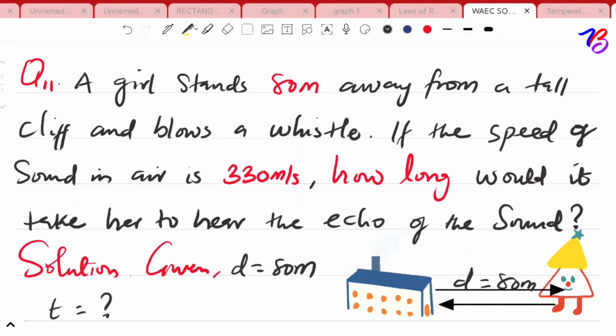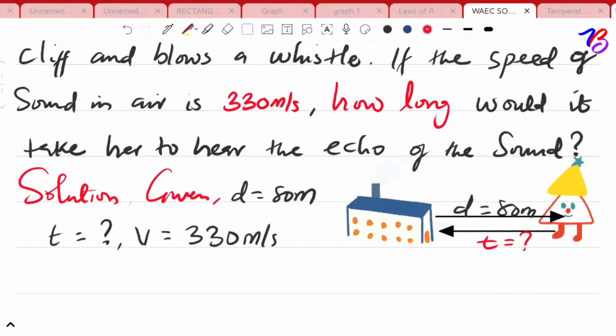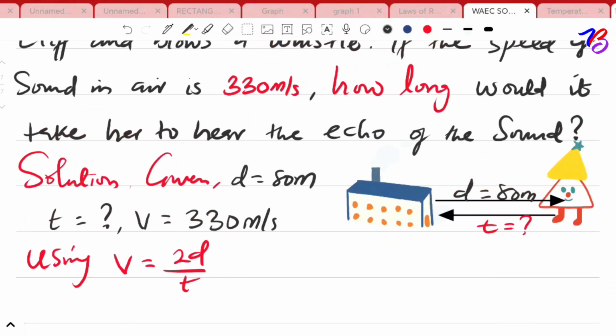Our time is unknown. And then the third Triune component that's given is the velocity, which becomes v is equal to 330 meters per second. Are you here? So which formula will suit this now? I think the formula to use will be v is equal to 2d over t, right? Alright, let's try that. Using v is equal to 2d over t, then we substitute and we say that 330 is equal to 2 multiplied by our d, which is 80, all over t.